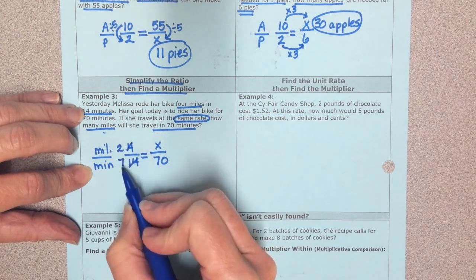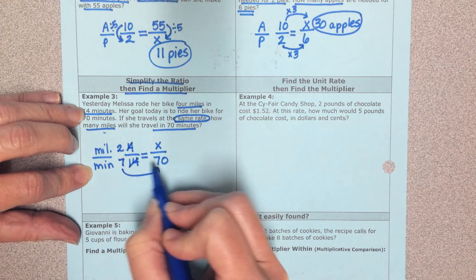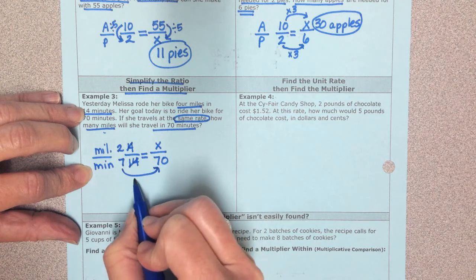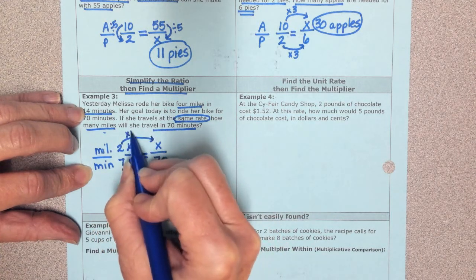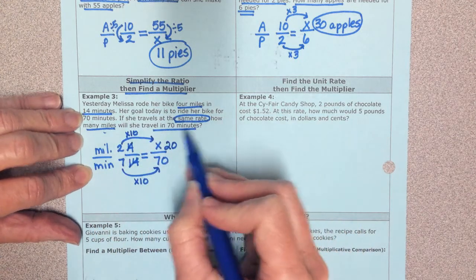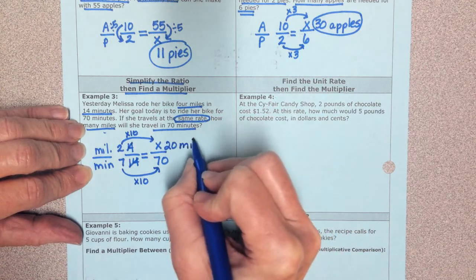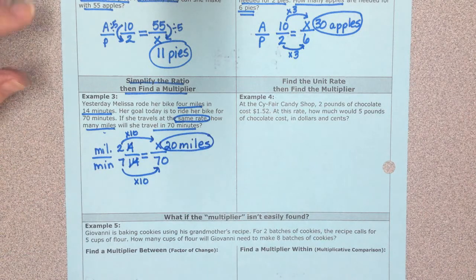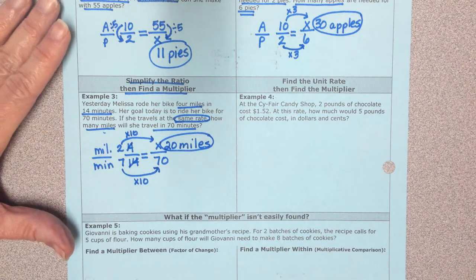Now that I've simplified it, I've got a really nice multiplier. I've got a really nice relationship between the 7 and the 70. What do you do to 7 to get to 70? Times 10. So what would you do to 2? Times 10. 2 times 10 is 20. So how many miles will she travel in 70 minutes? 20 miles. And make sure you circle your answer. So we simplified our ratio and then we found our multiplier.